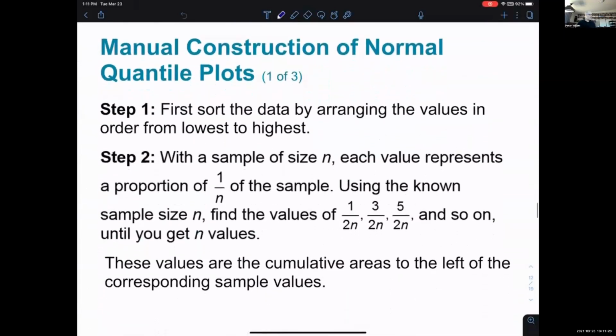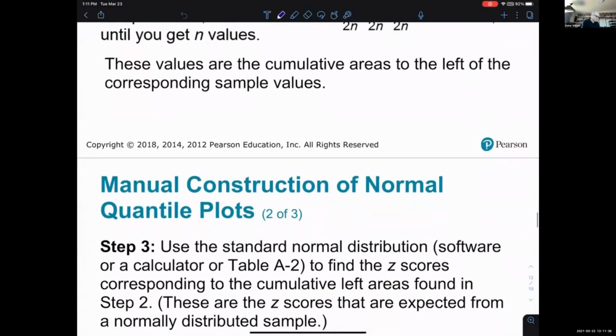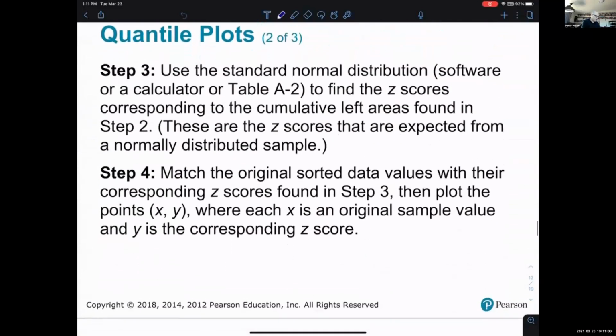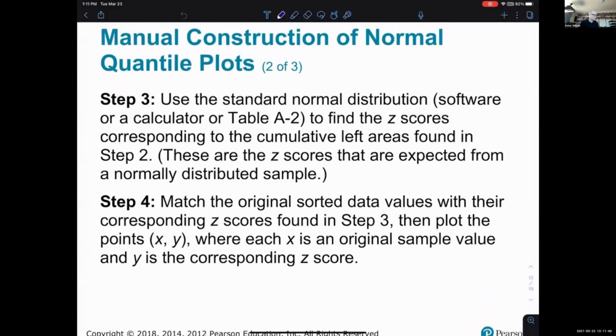So now they're talking about the manual construction of a normal quantile plot. And as I was mentioning, I'm going to skip over these, because there's no point in this class where you will be asked to construct a normal quantile plot manually.